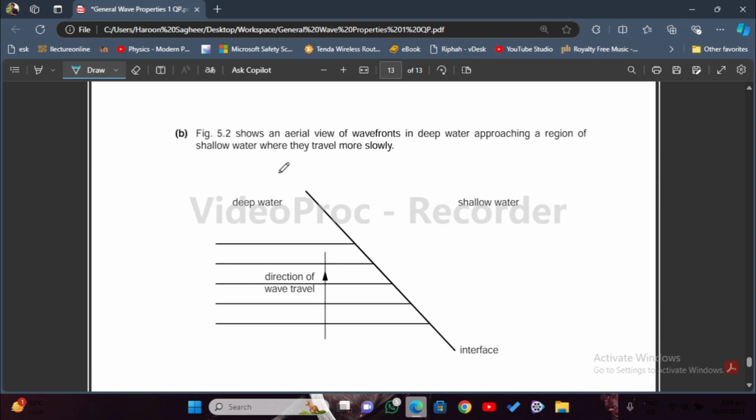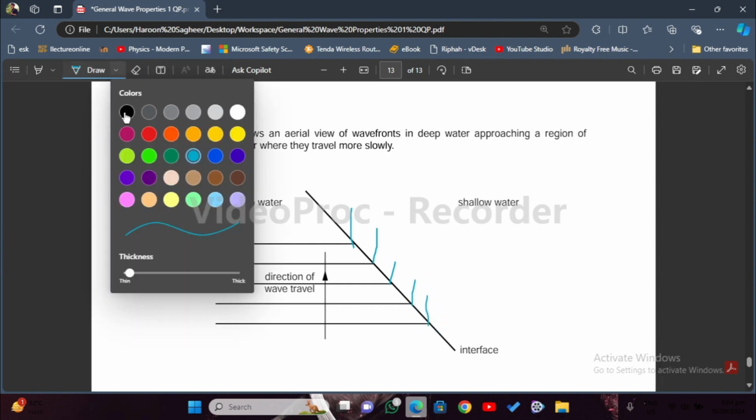Now in part B we have figure 5.2, which shows an aerial view of the wavefronts in deep water approaching a region of shallow water. I've told you that, as a rule, you have to take a normal here. That is a normal, that is a normal, that is a normal, that is a normal, and that is a normal. Let me make it more normal, which is like 90 degrees.